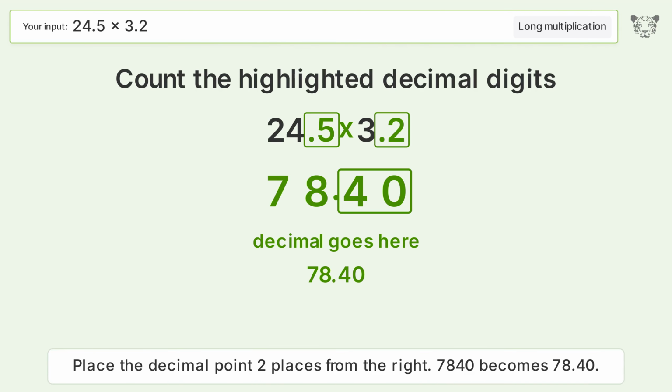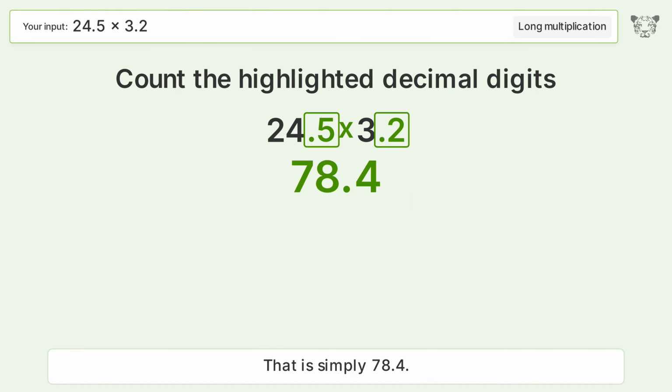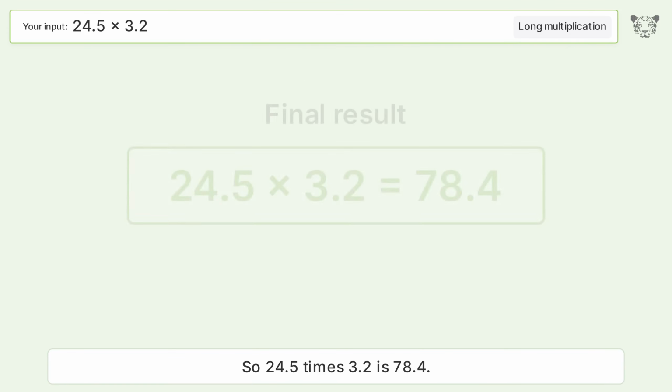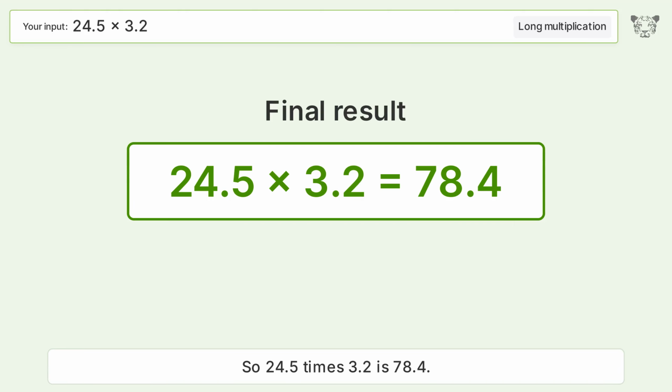7,840 becomes 78.40. That is simply 78.4. So 24.5 times 3.2 is 78.4.